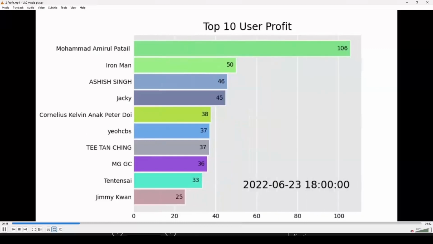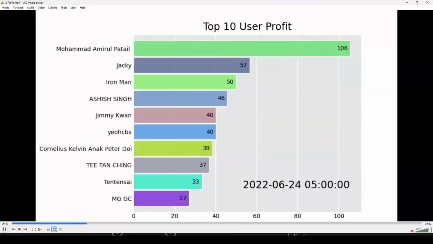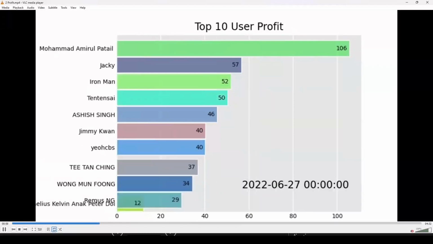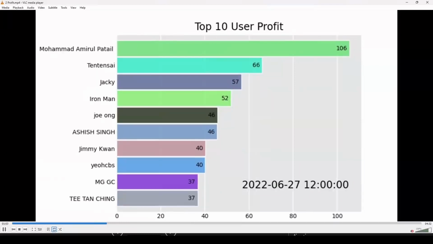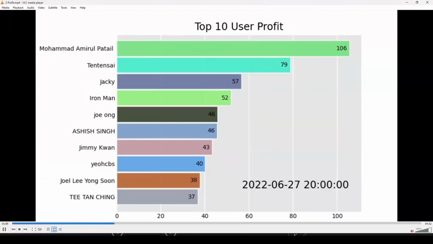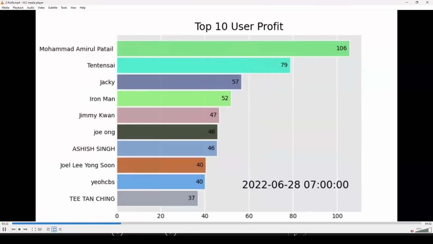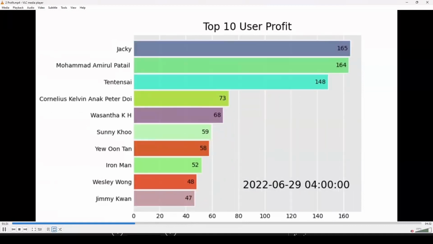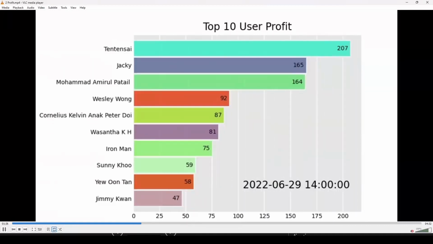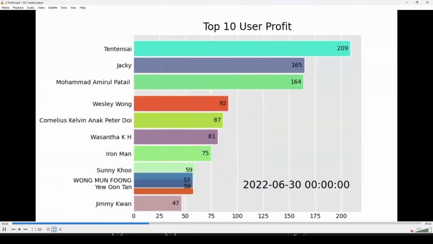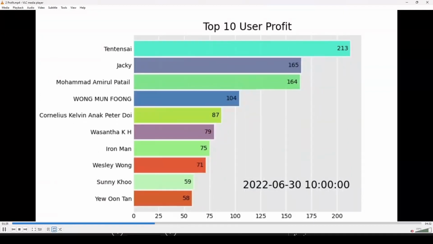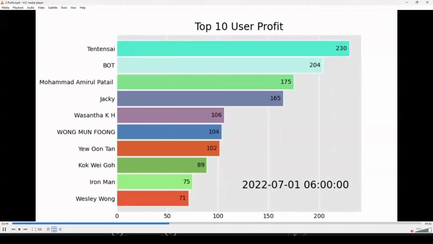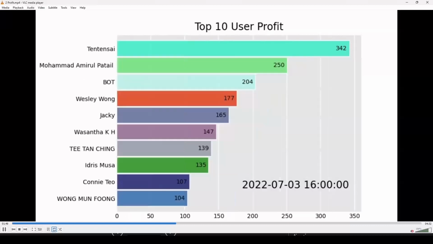Okay, so this is the trading from yesterday. Amiro 106, Jackie 57, Ten Side. The top one of yesterday now is 50, 66, still chasing 79. Iron Man is chasing as well. Jackie on the jump up, 165. Two of you come to the first Ten Side, first $200 profit. Jackie, Amiro, right? One Fong, one Santa, Wesley.